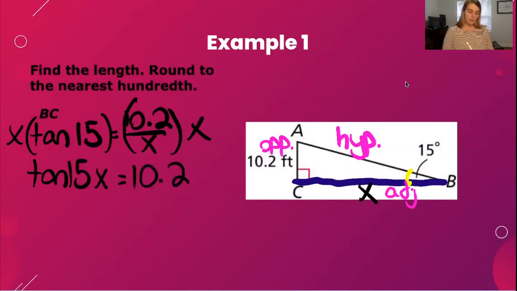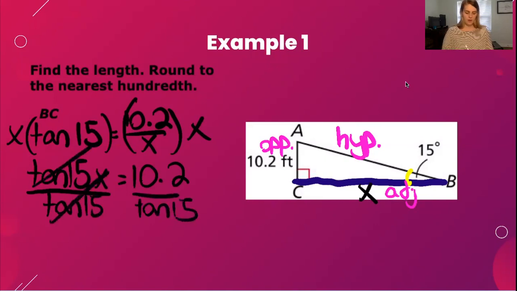I still want x by itself. So in order to do that, I'm going to divide both sides by tan 15. Then I'm going to get out my calculator. You will have to use a calculator on these. I'm going to plug in 10.2 divided by tan 15. On more advanced calculators, like scientific calculators, you're going to see three buttons that say sine, cosine, and tangent. Remember, you need to be in degrees for this to work out correctly.